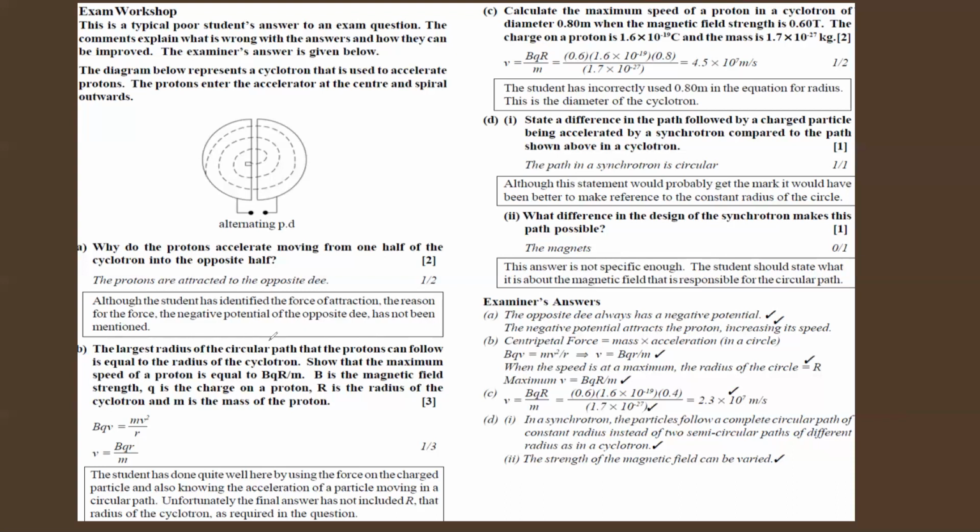The largest radius of a circular path that a proton can follow is equal to the radius of the cyclotron. That means that's the complete path which it takes. This shows that the maximum speed of a proton is equal to BQR divided by M. And how can we represent this? When it is moving in a cyclotron, it's moving in a circular path, so there is centripetal force, and centripetal force is due to the magnetic force. Centripetal force is given by mv squared over r, and magnetic force is bqv. We can solve this and find the speed.